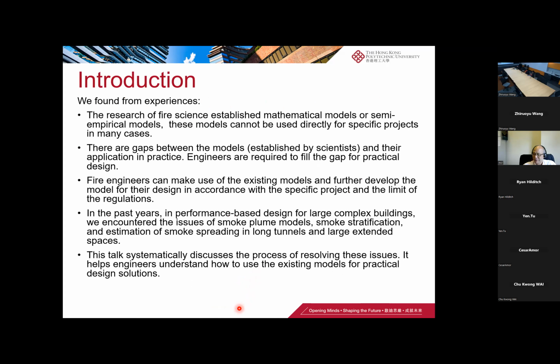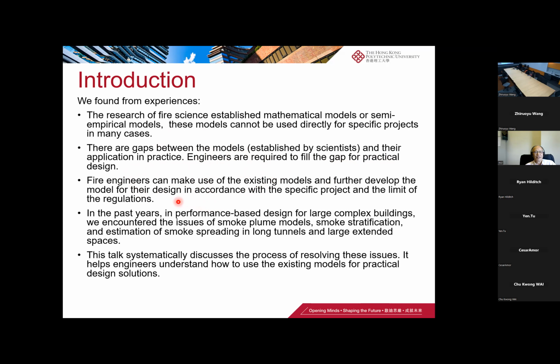From past experience, we have found that fire science research established mathematical or semi-empirical models. These models cannot be used directly for a particular project in many cases. There is a gap between the models established by scientists and their application in practice, so engineers are required to fill the gap for practical design.